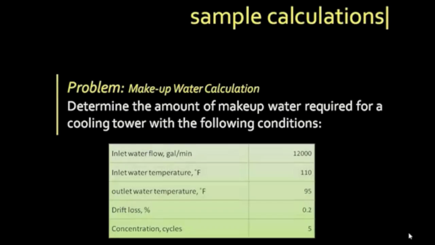Given the following data: inlet water flow in gallons per minute is 12,000, inlet water temperature in degrees Fahrenheit is 110, outlet water temperature in degrees Fahrenheit is 95, drift loss in percentage is 0.2, and concentration in cycles is 5.